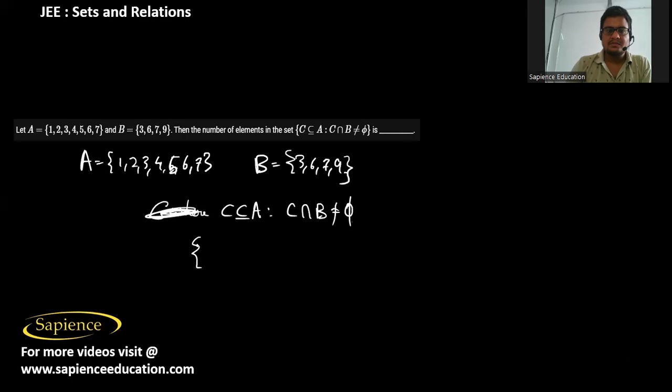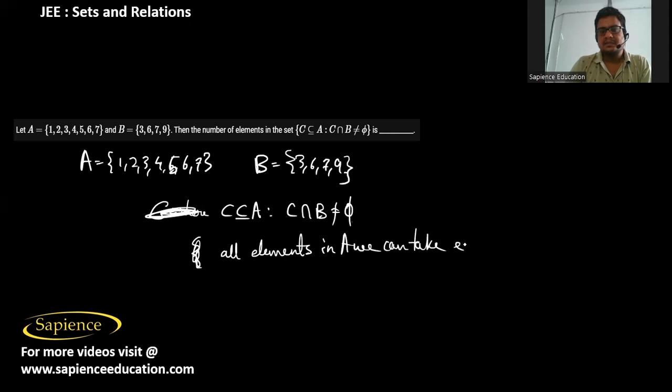It means all elements in A we can take except 1, 2, 4, 5, since 3, 6, and 7 are already there in B. So except these elements, we can include in the set C.